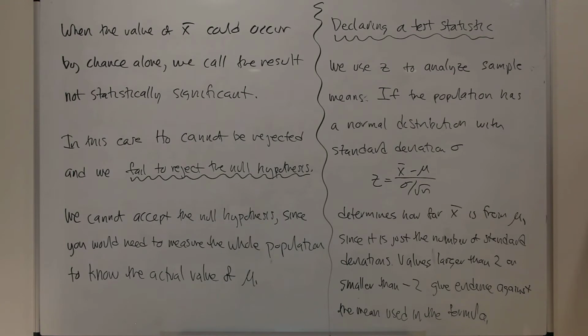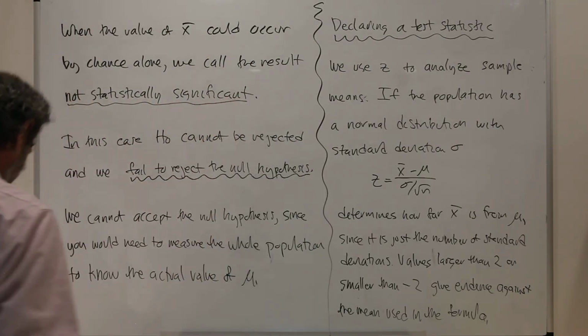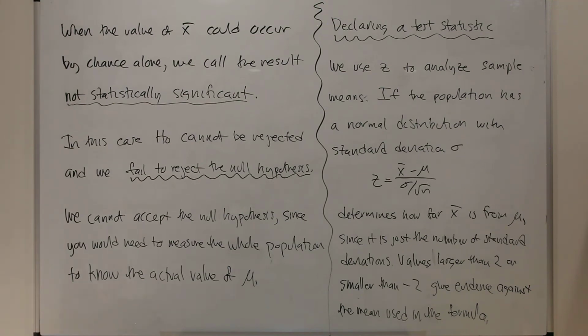Continuing along, when the value of x bar could occur by chance alone, we call the result not statistically significant. In this case, the null hypothesis H0 cannot be rejected, and we fail to reject the null hypothesis. So we've seen two different things you could say: reject the null hypothesis, or fail to reject the null hypothesis. We cannot accept the null hypothesis since you would need to measure the whole population to know the actual value of mu. So either reject or fail to reject.